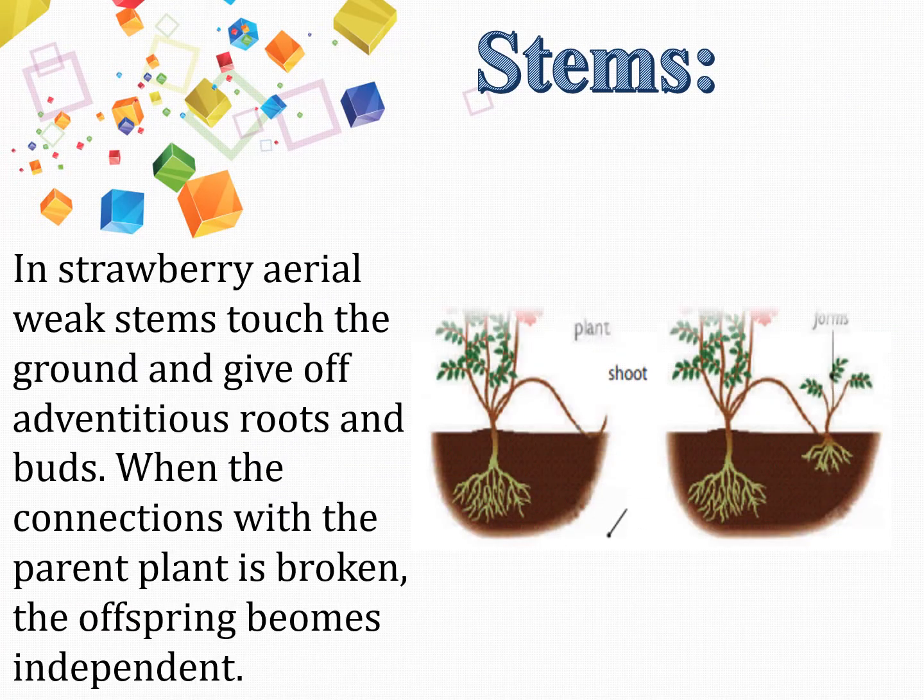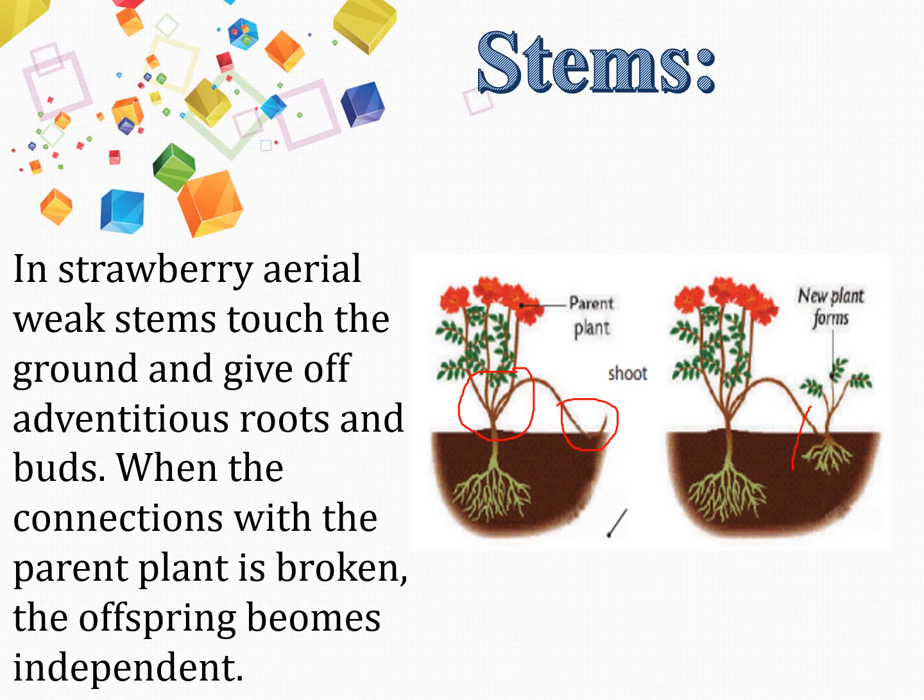Now students, the best example of stem is the strawberry plant. In the strawberry plant, aerial weak stems touch the ground and give off adventitious roots and buds. See here, aerial weak stems touch the ground and give off adventitious roots and buds. When the connection with the parent plant is broken, the offspring becomes independent and grows as a new plant.